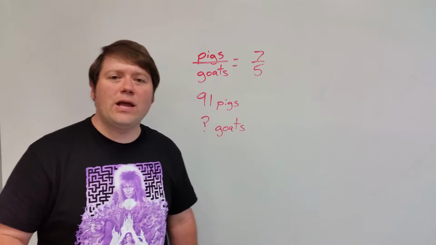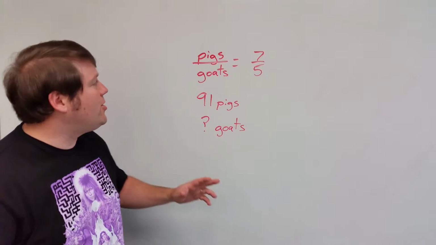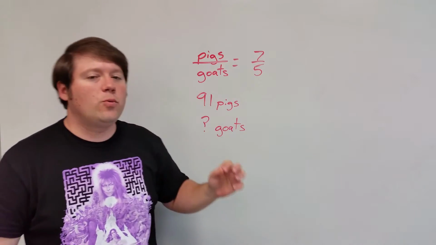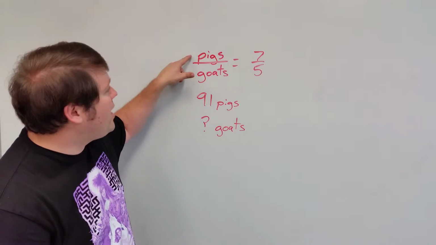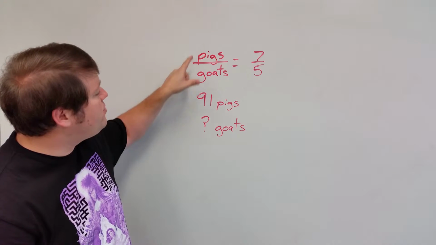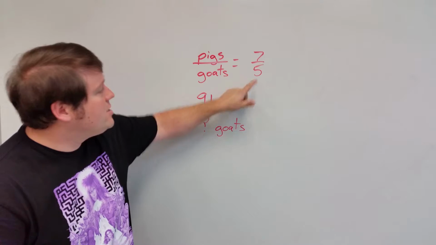Our next one is a word problem. And that problem tells us that in the barnyard, the ratio of pigs to goats was 7 to 5. So I went ahead and wrote that information down. We have a ratio. We're comparing the number of pigs to the number of goats. That ratio was 7 to 5.